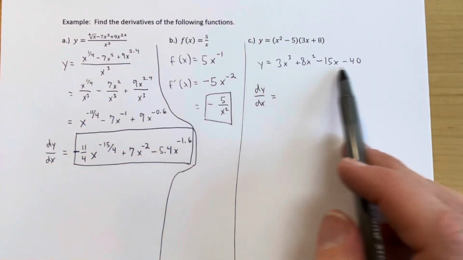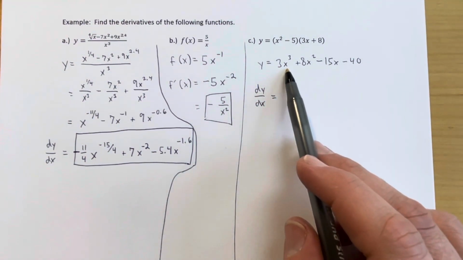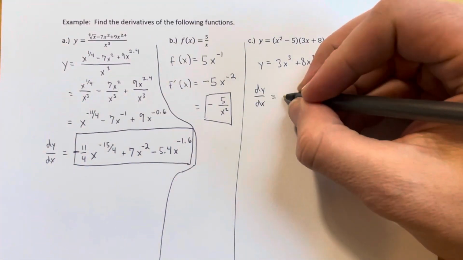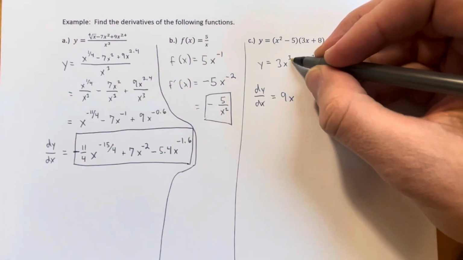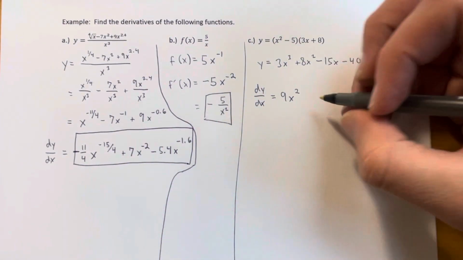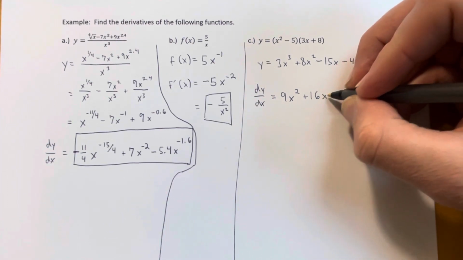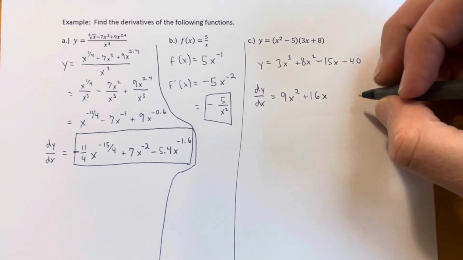So it's a polynomial, which means I'm just doing repeated applications of the power rule. Power rule here, 3 comes down, times that 3 there, makes 9x, and then I subtract 1 from the exponent, squared. Here, bring the 2 down, 2 times 8 is 16, subtract 1 from the exponent, becomes x to the power of 1, which is just x.